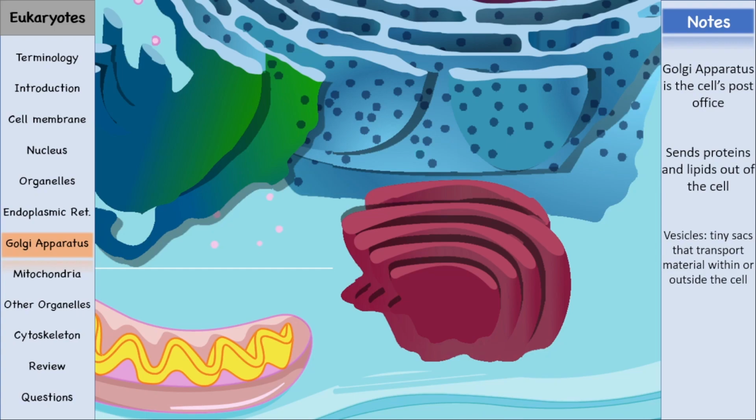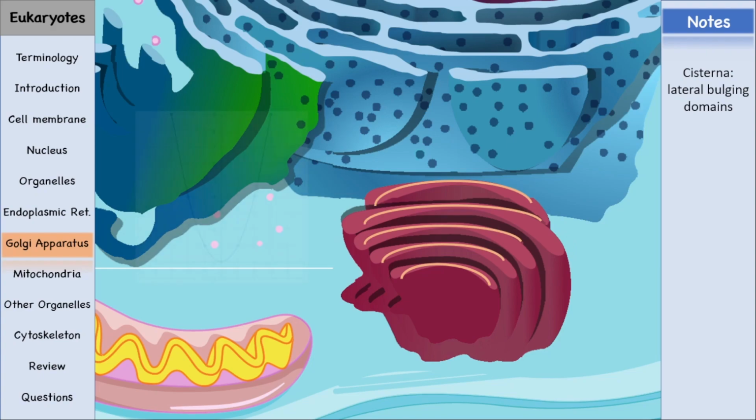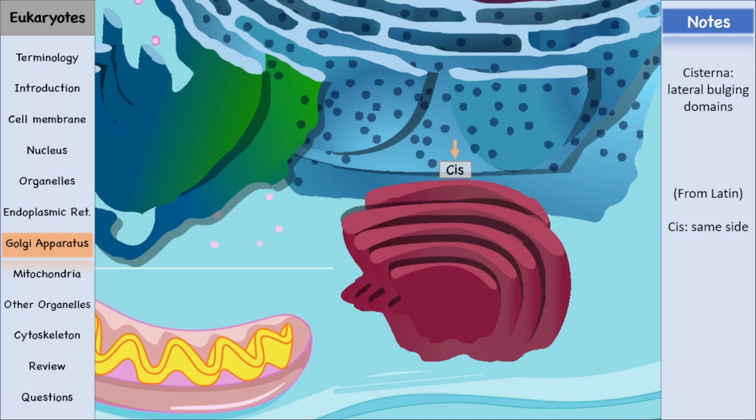Both the endoplasmic reticulum and the Golgi apparatus contain bulging domains in their structure laterally, which we call cisterna. The structure of the Golgi is like sheaths in the form of arcs that represent a hyperbola. The cis phase is the end that receives the vesicles from the endoplasmic reticulum, and the trans phase is the end from which the molecules are sent outside the cell.